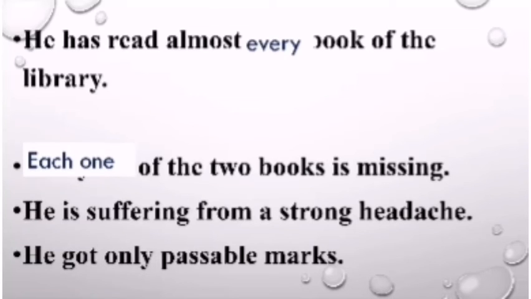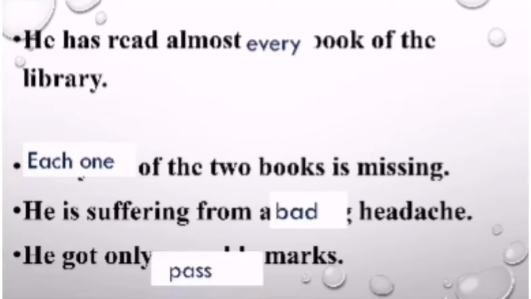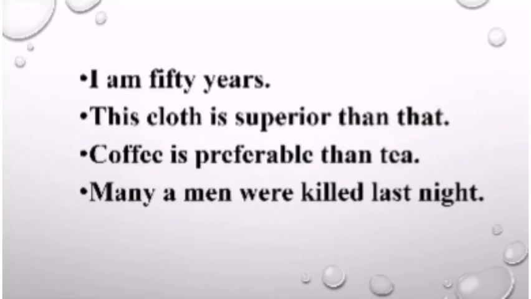Next one is every one of two. So two books is the fixed number here, so we will not use every, instead of that each one will be used. Next is having strong headache. It's not strong, it's bad headache. And last in this slide, he got only pass marks, not passable marks.